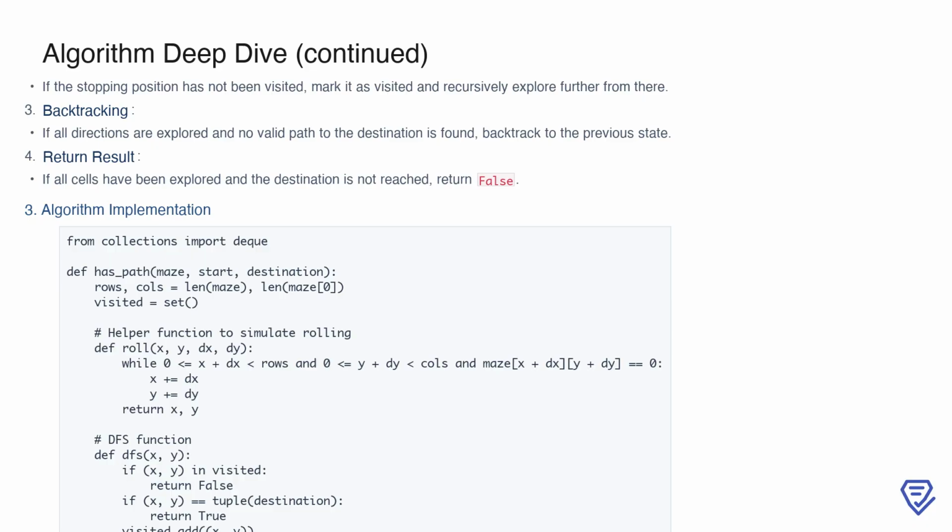This function moves the ball in the given direction until it either hits a wall or goes out of bounds, returning the stopping position. The main DFS function starts by checking if the current position has already been visited. If it has, we return false to avoid reprocessing. If the current position matches the destination, we return true, as the path is valid. Otherwise, the position is added to the visited set, and exploration continues.